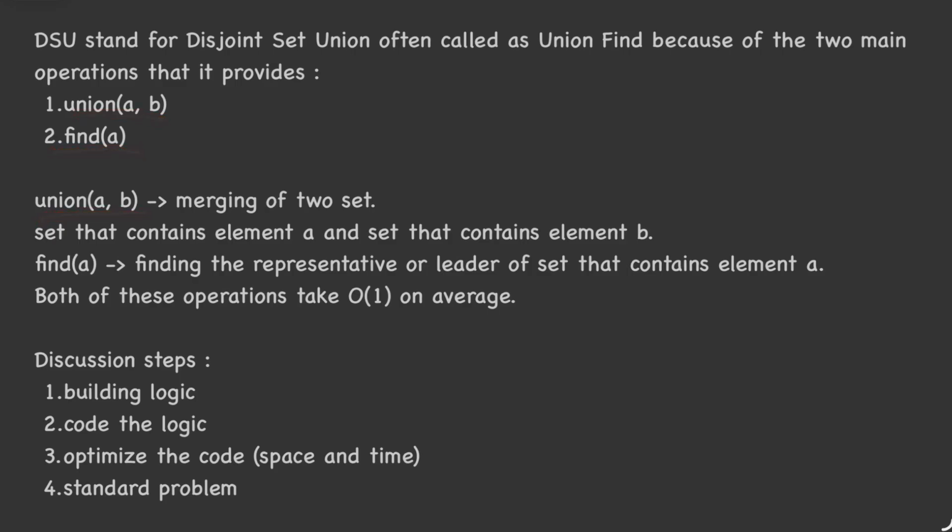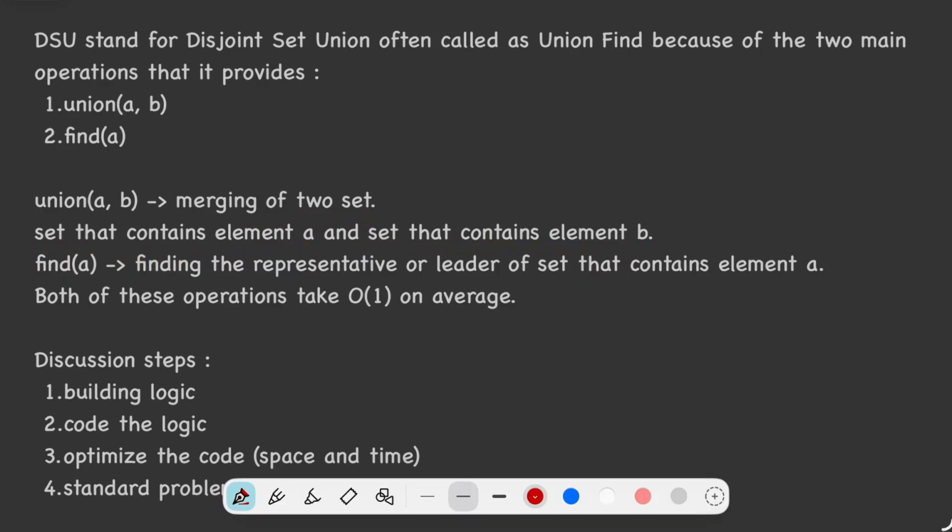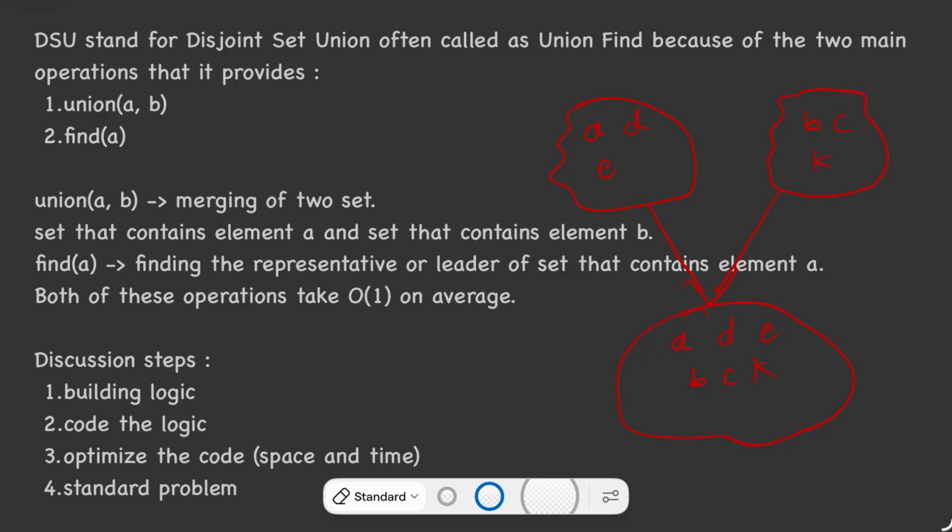Union A, B means merging of two sets, a set that contains an element A and a set that contains an element B. So imagine you have a set where you have various elements like A, D, E, and there is another set and there you have B, C, K. Merging of these two sets, which is a union A, B, will result in having a single set where you have all the elements. Union means merging of two sets that contain an element A and an element B.